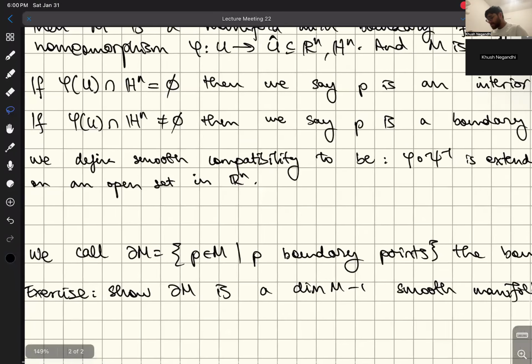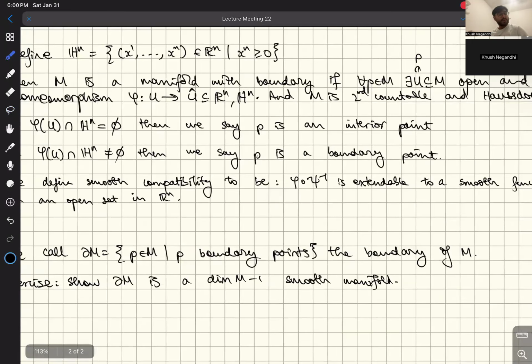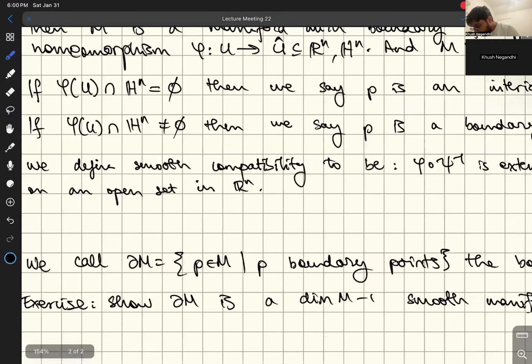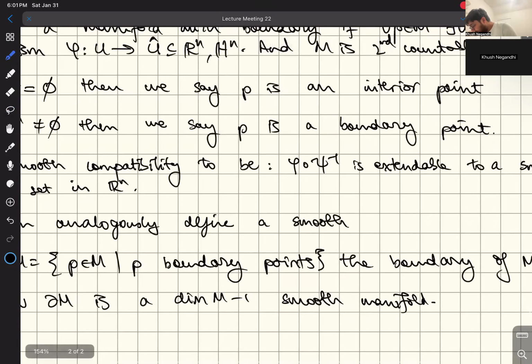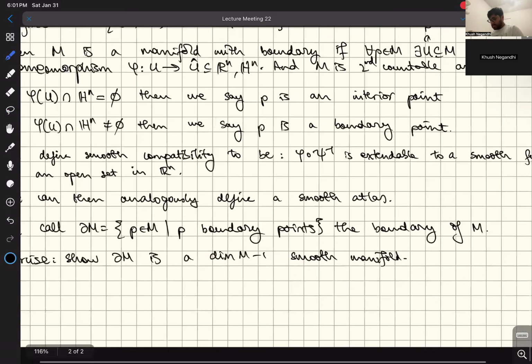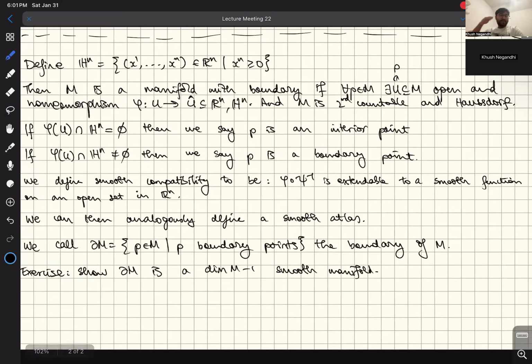This allows us to now define C infinity compatible charts, and hence we can define a smooth atlas. Analogously, define a smooth atlas. Now with this smooth atlas, M is called a smooth manifold with boundary, but as usual, we'll just omit the word smooth and just worry about manifolds with boundary. Then we can talk about the boundary of the manifold, which is the collection of all the boundary points of the manifold, and this is now a dim M minus one dimensional manifold without boundary.